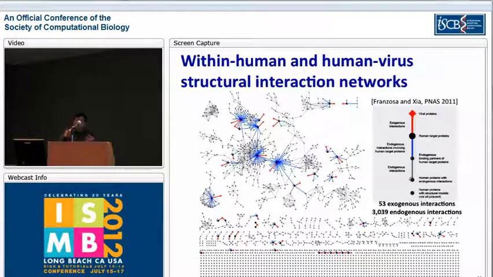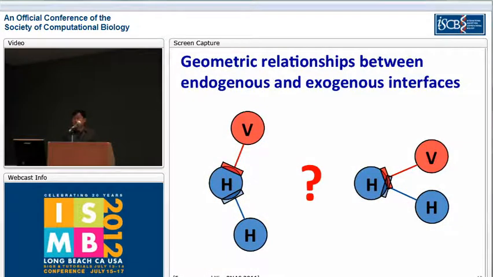So what we're going to do is put these two different types of networks together, the exogenous network and the endogenous network, and compare them within this framework of structural interaction networks. So the first question we can ask is, now, if you recall, because these are structurally resolved interactions, we actually know the geometric relationships between different edges acting on a human protein.